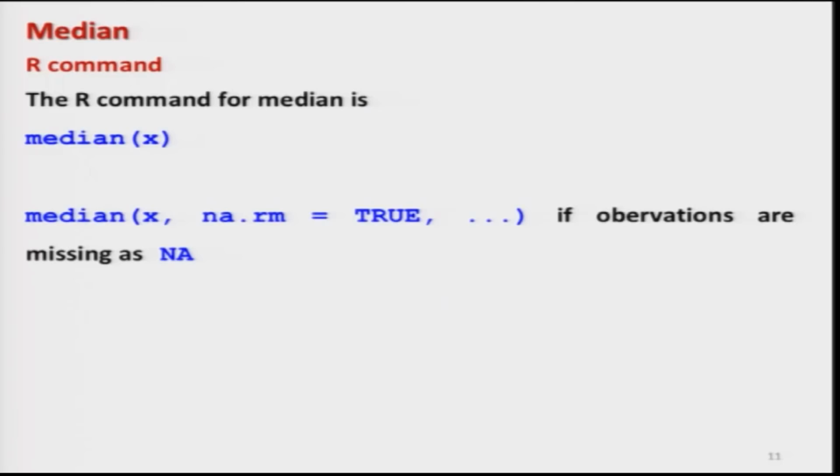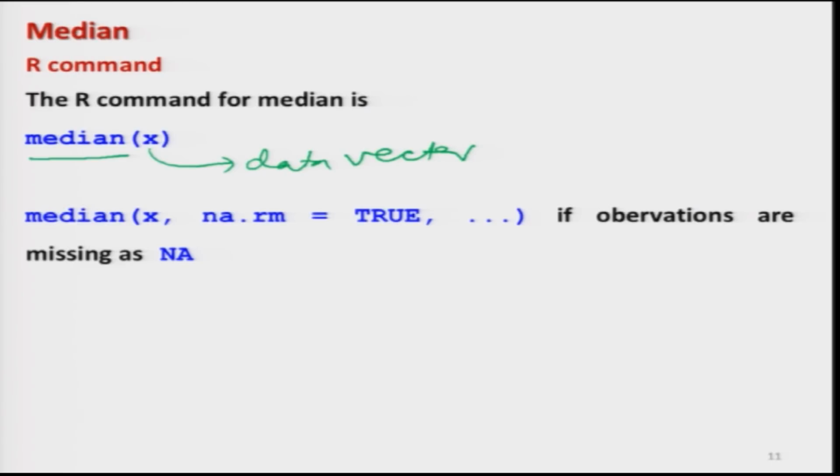Now, I come to the aspect of the R software. Inside R, to compute the median, the command is median, and this x is my data vector. In median also there are several options, but I would once again request you to look into the help menu and see what different parameters can be given inside the arguments.